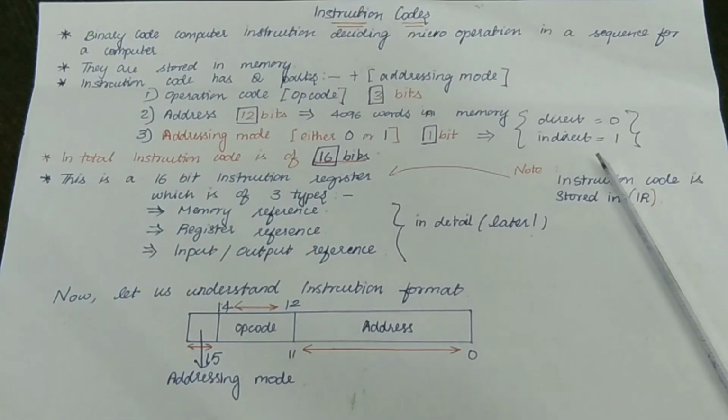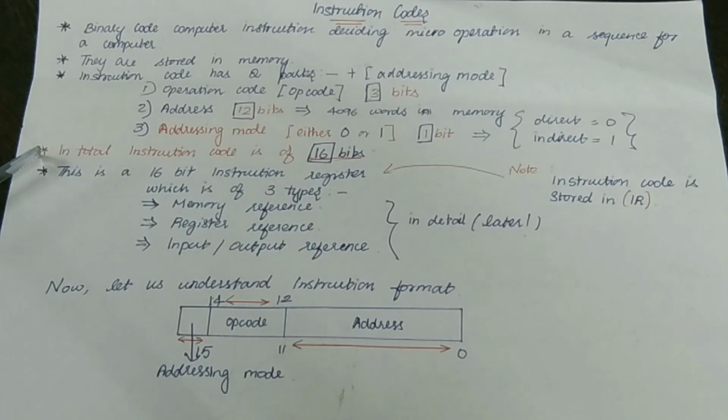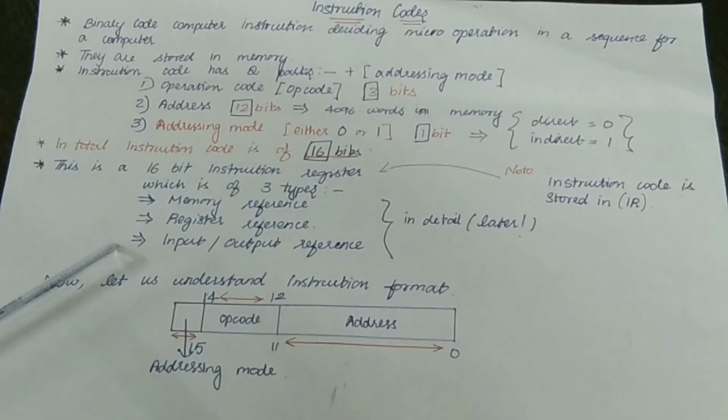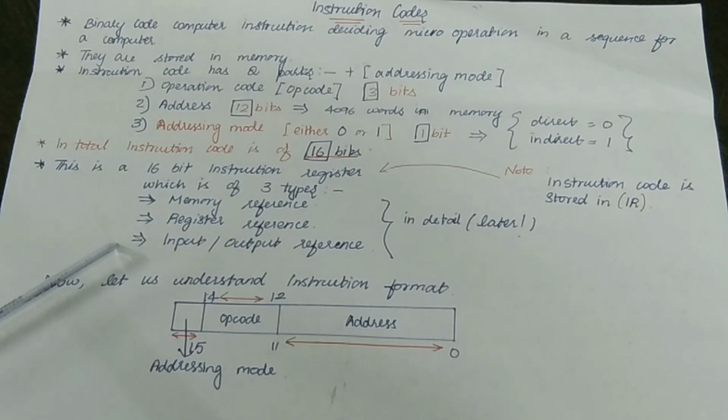When the addressing mode is 0, it is direct addressing, and when the addressing bit is 1, it is indirect addressing. We shall be learning about direct and indirect addressing soon. In total, the instruction code is 16 bits. Instruction codes are of 3 types: memory reference, register reference, and input-output reference. We shall be learning about these in detail later.